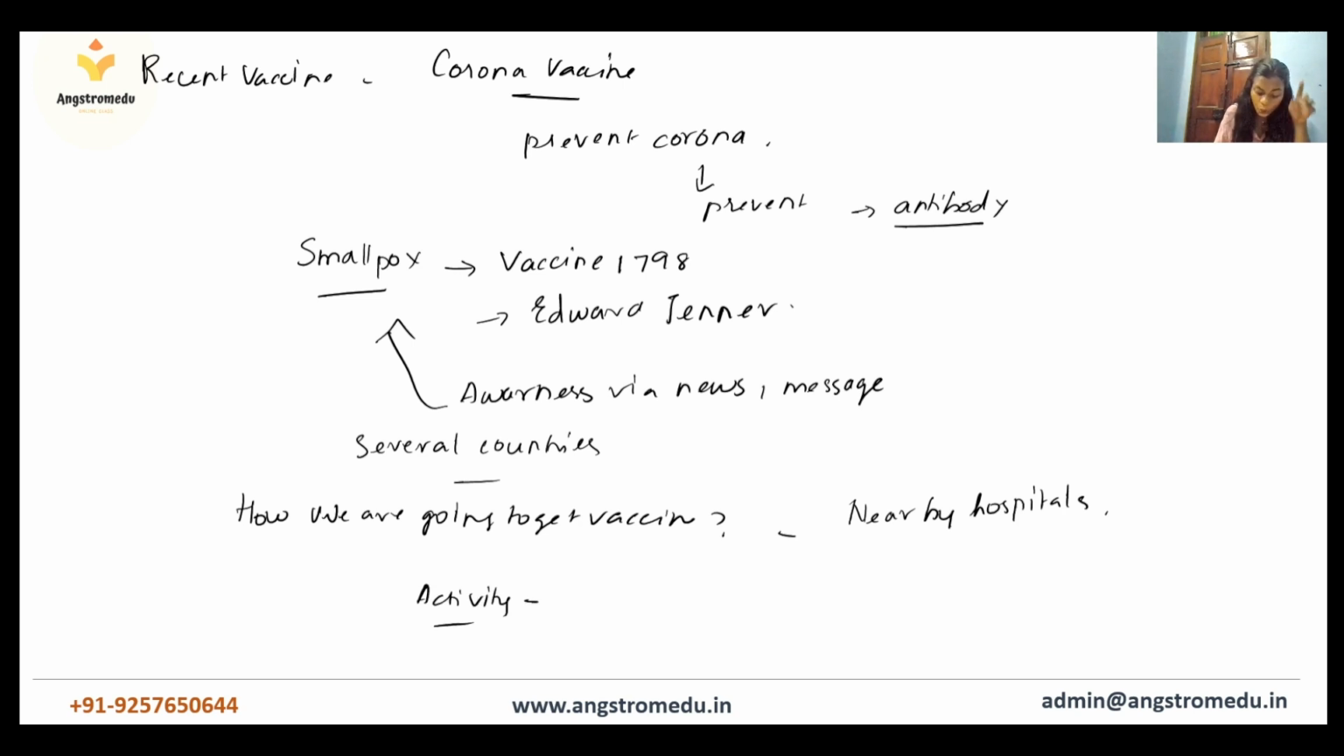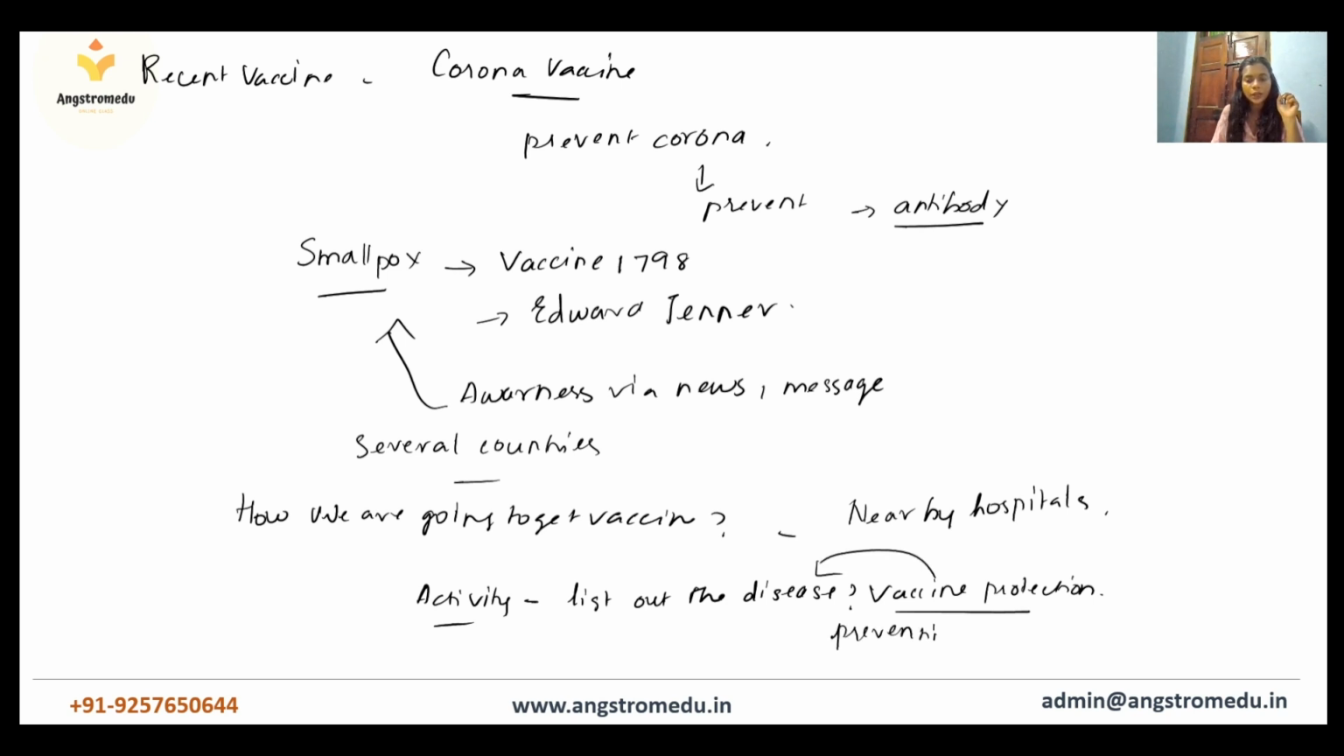So students, what you have to do is list out the diseases that the vaccines are protecting against. By taking these vaccines, make a list of the diseases being prevented. For this, you can take help from your parents, or you can Google it and check it, and you have to make sure that you know.